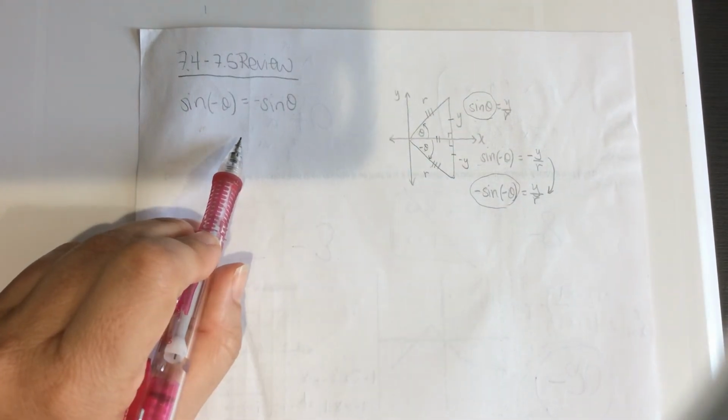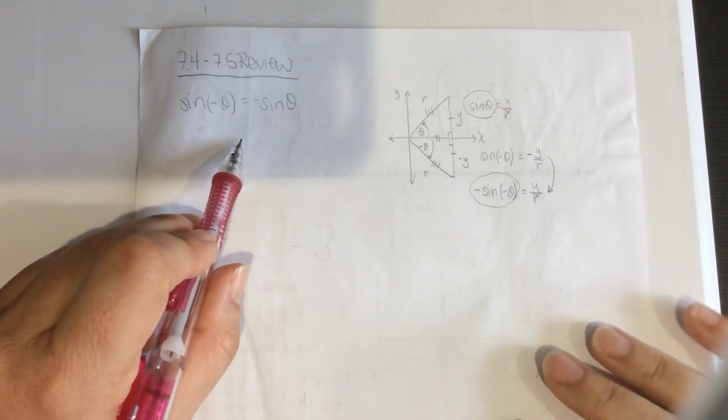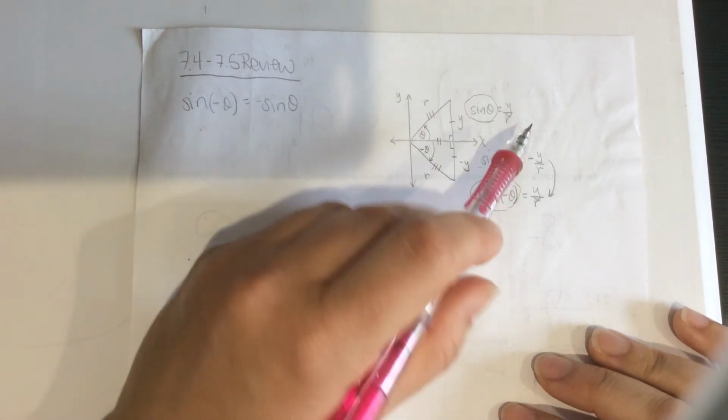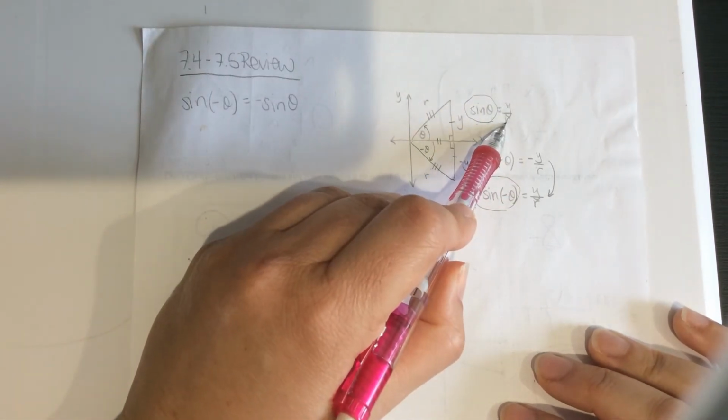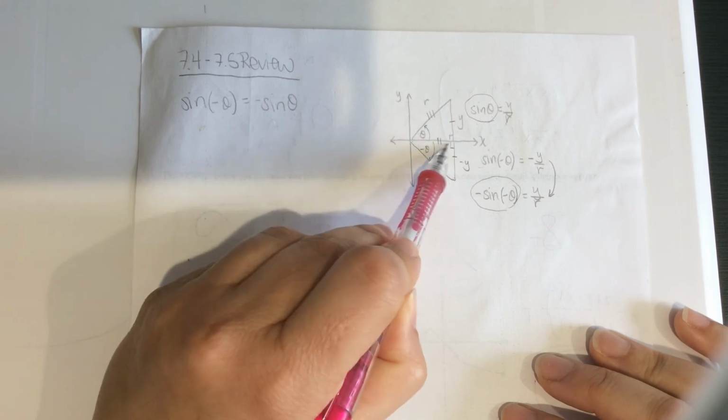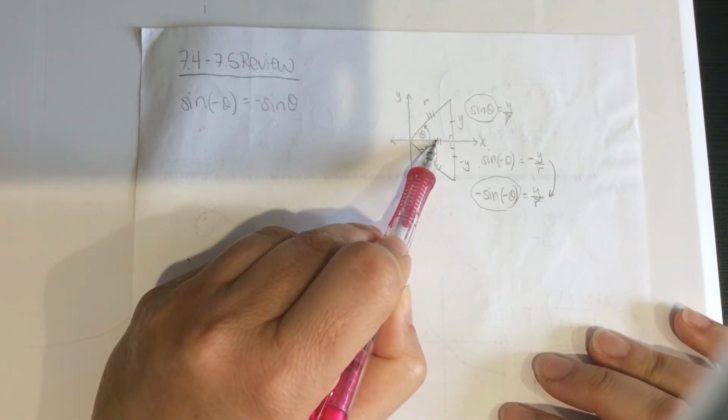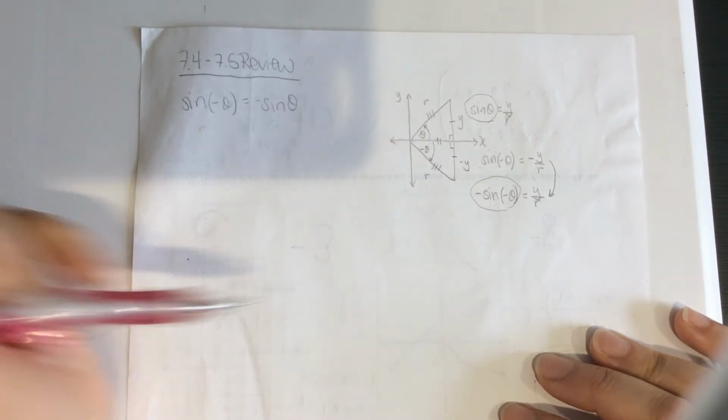Okay, so let me show you with the tangent. It's going to be the same. It's just going to be y over x instead. And you can see that it's going to work out exactly the same because x is congruent to itself just like r was congruent to r.